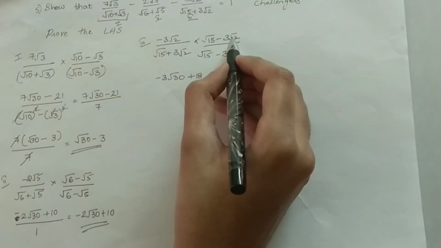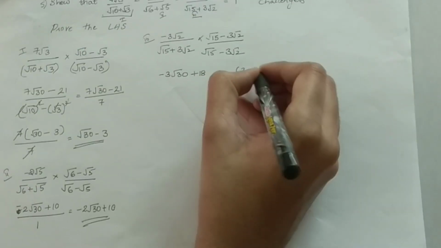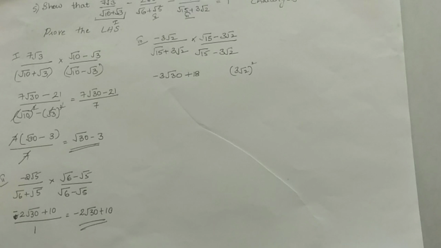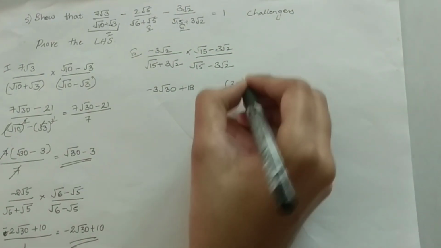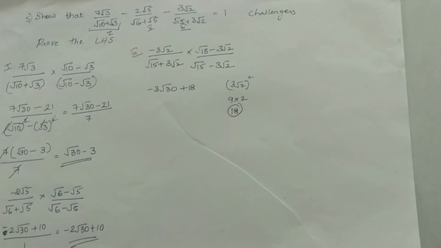See, how we are squaring 3 root 2: it is 3 root 2 whole square. 3 root 2 into 3 root 2 is 3 root 2 whole square. Now 3 square is 9, root 2 square is 2, and 9 into 2 is 18. This is how it has come.